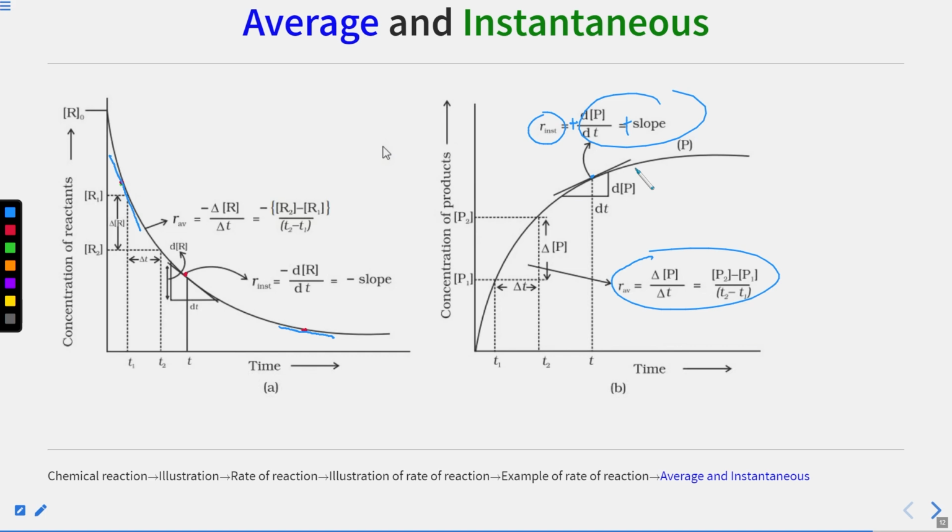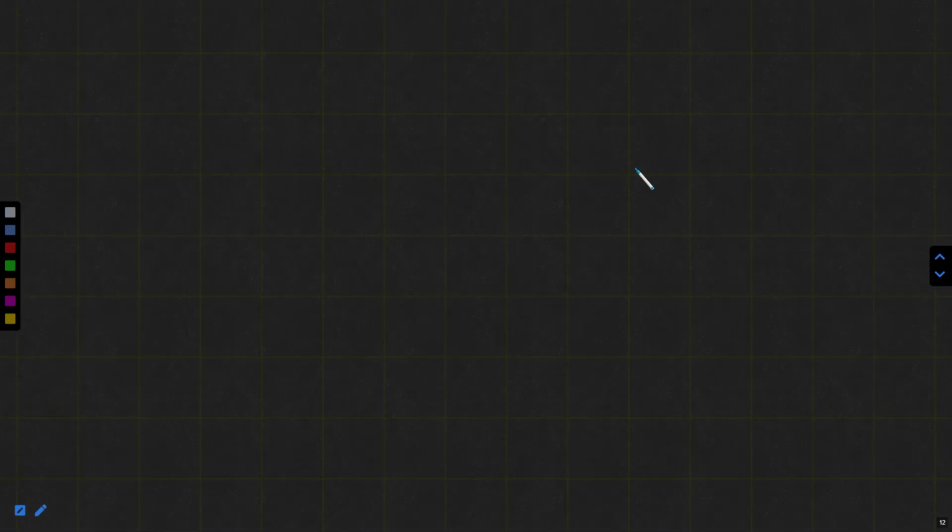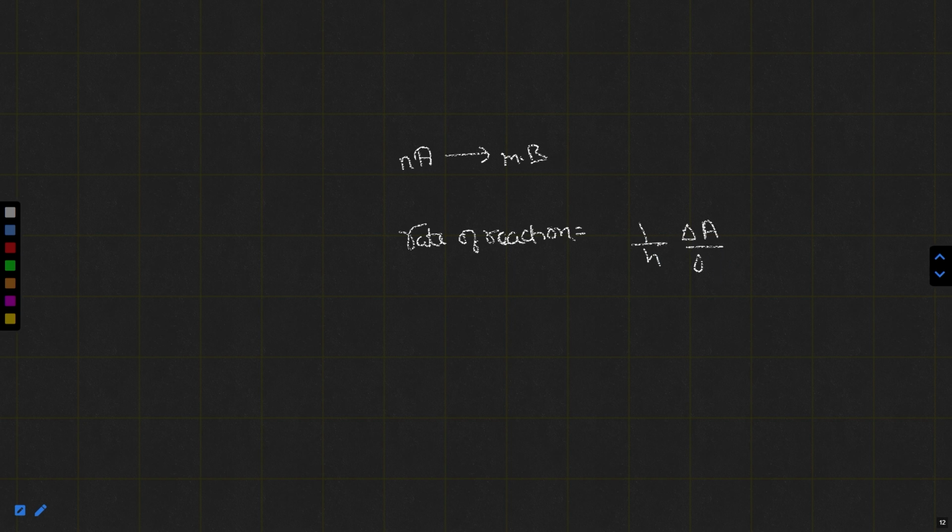What we have studied today is what the rate of reaction is and how chemical kinetics deals with it. The most important formula, or note, that I want you to keep in mind for the further chapters of this lecture is this: suppose we have a hypothetical reaction nA going to mB. Then the rate of reaction would be written as minus 1 by n delta A by delta T, equals 1 by m delta B by delta T with a positive sign.